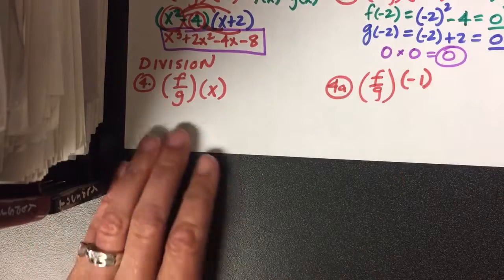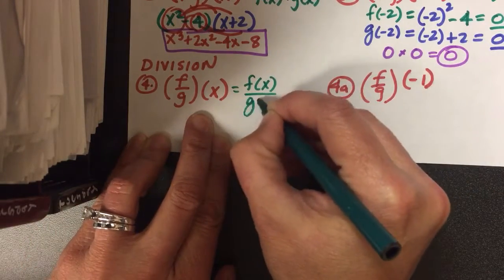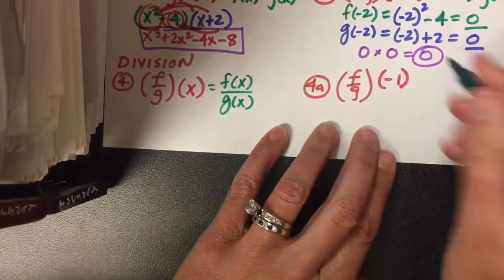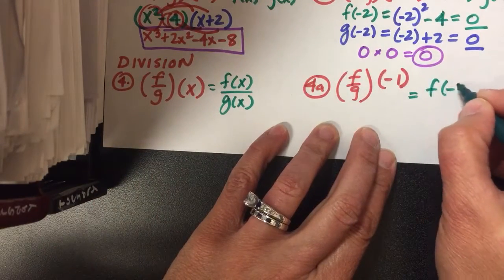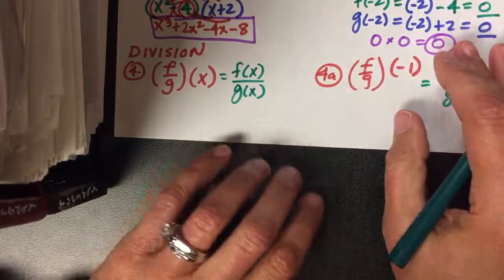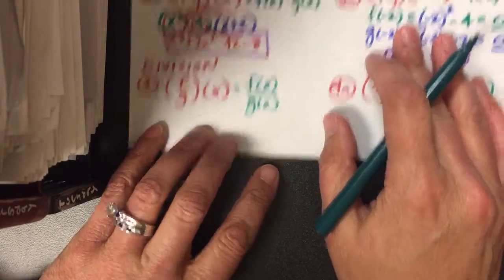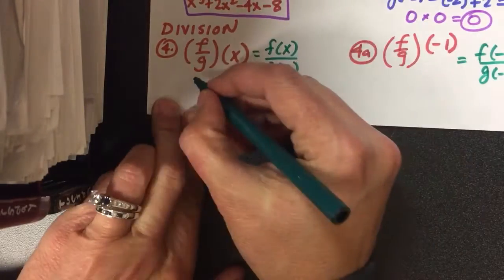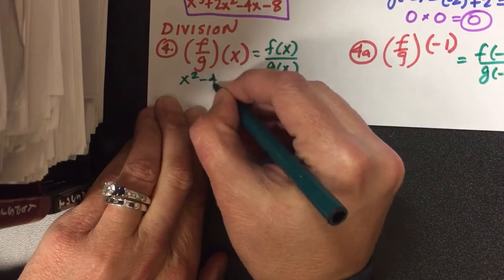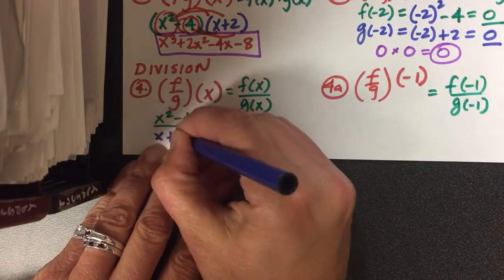Last one is division, and it's the same thing. This is the same thing as f of x divided by g of x, whereas this one would be f of -1 divided by g of -1. So let's figure this out. F of x, we know what f of x is. F of x is x squared minus 4. So I have x squared minus 4 on the top, since it's division, and g of x is x plus 2, so I've got x plus 2 on the bottom.